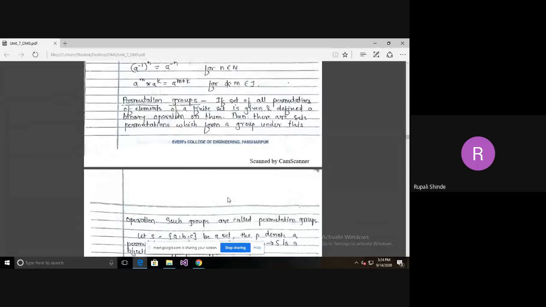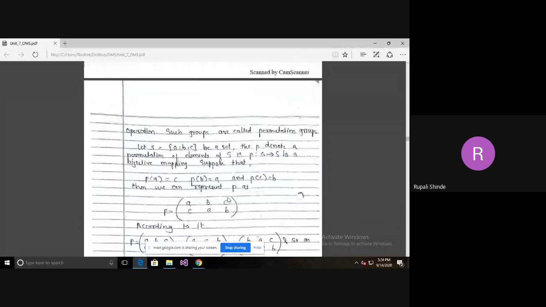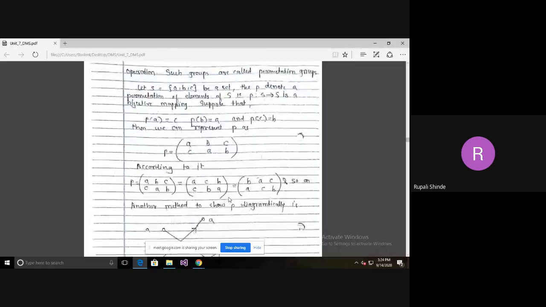And in the last part we have seen what a permutation is. So how do we find the permutation of any group? Here they have given one set S, containing three elements: A, B, C. So P of A means what? The permutation on A gives element C. That permutation is represented here. P is for permutation. Once you apply this permutation P on A, you will get C.